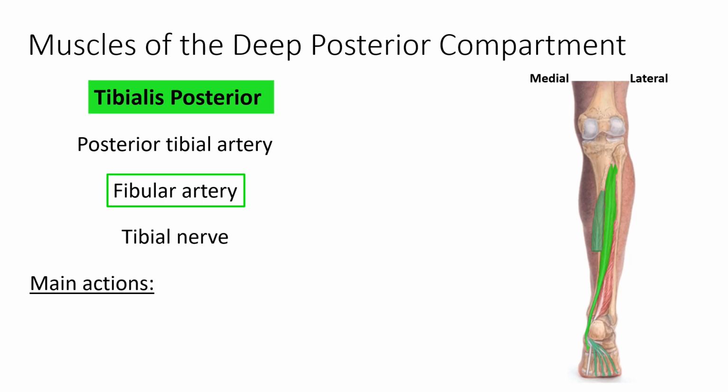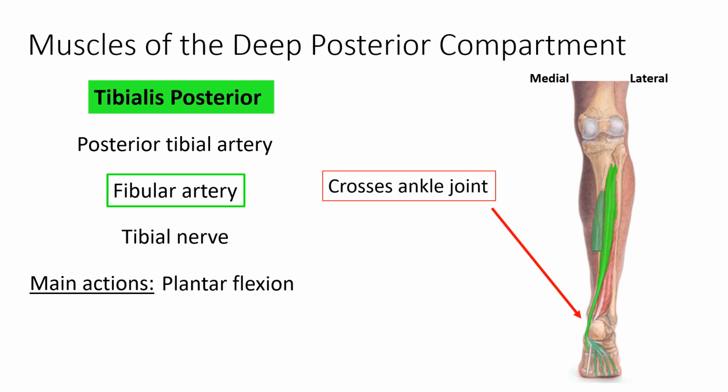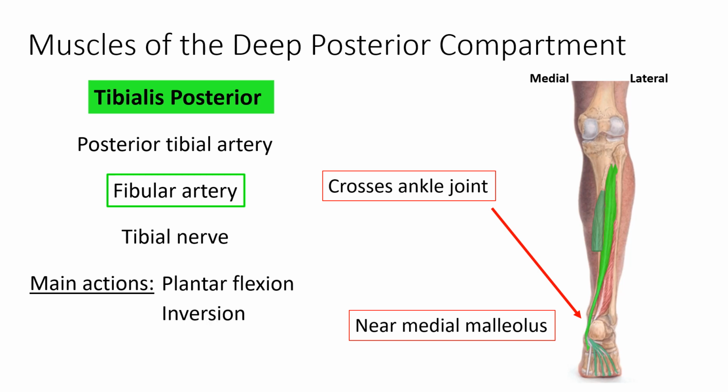tibial nerve. And when we talk about main actions, again, it's crossing this ankle joint, which means it will do plantar flexion. And it's also crossing near that medial malleolus, so we will have inversion of the foot as well.